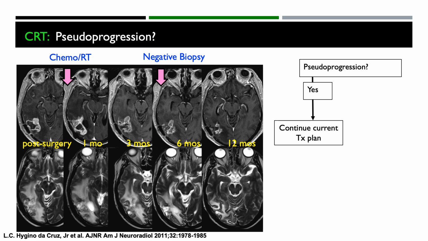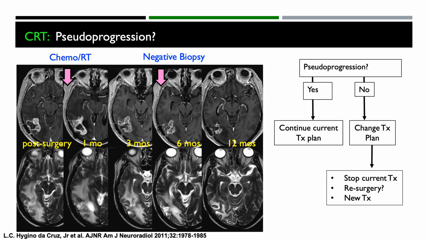Specifically, if you could confirm that yes, it is pseudoprogression, well, then you continue the current treatment plan. It's probably going to work. If it's not pseudoprogression, then you might want to change the treatment plan. You might want to stop the current treatment, go back to surgery, or start a new treatment. So having some sort of measure of whether it's tumor versus treatment effect is greatly important. And also, this knowledge is really important in order to enroll patients on clinical trials.